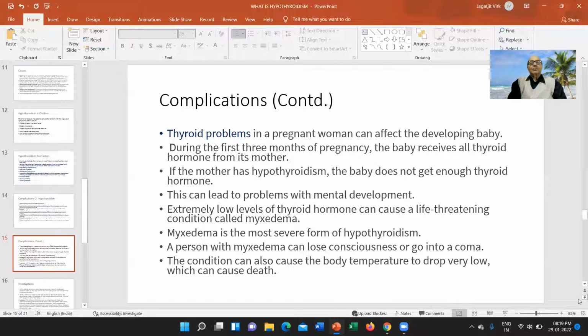Extremely low levels of thyroid hormone can cause a life-threatening condition called myxedema. Myxedema is the most severe form of hypothyroidism. A person with myxedema can lose consciousness or go into a coma. The condition can also cause the body temperature to drop very low, which can cause death.